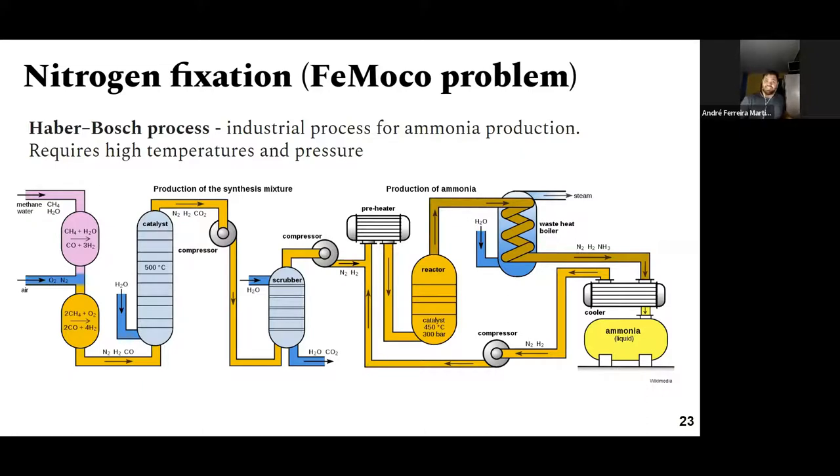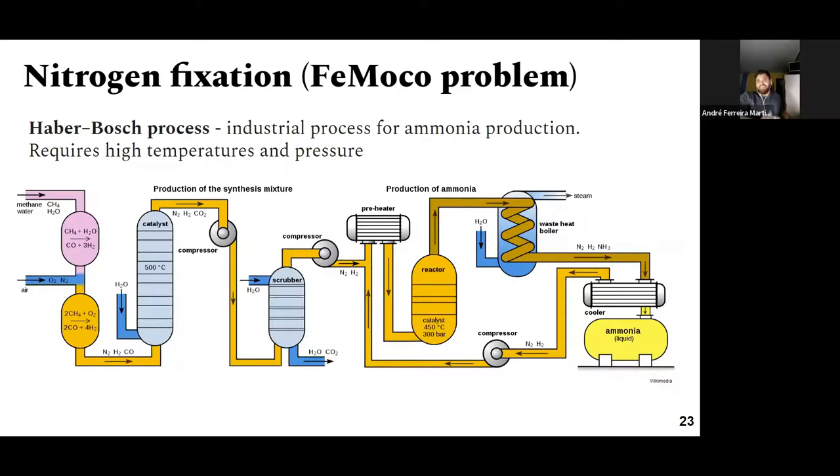Meanwhile, plants do this without the necessity of high temperature, without the necessity of high pressure. They do it. So the big question is, how can we learn from the thymol coal? What can we learn from the nitrogenase in order to actually replicate this process and have a better industrial process to produce ammonia, or a better process for nitrogen fixation? How can we do it?